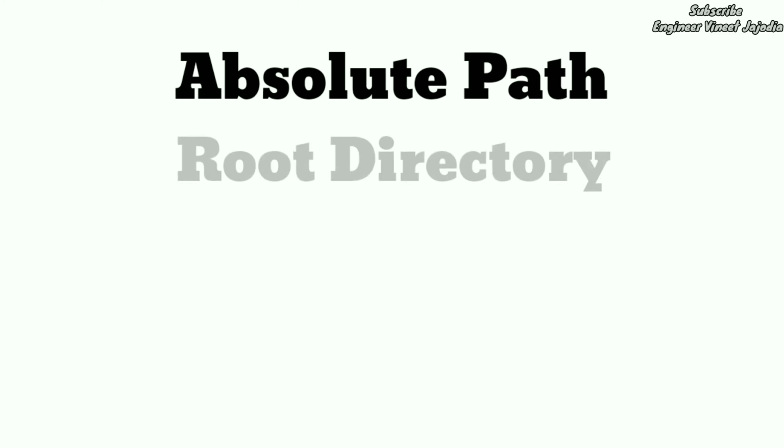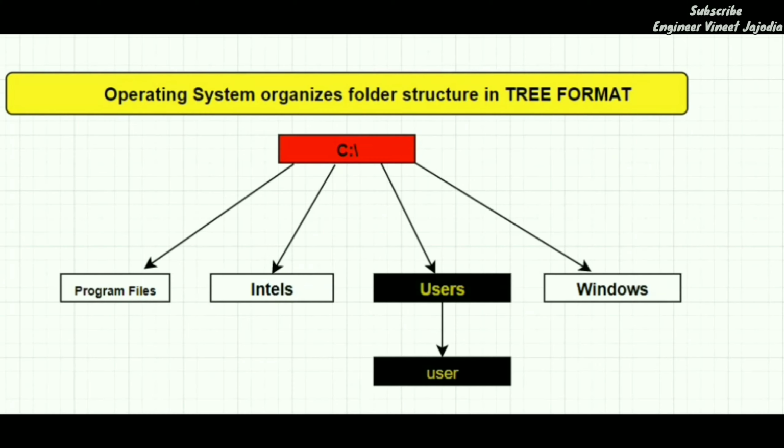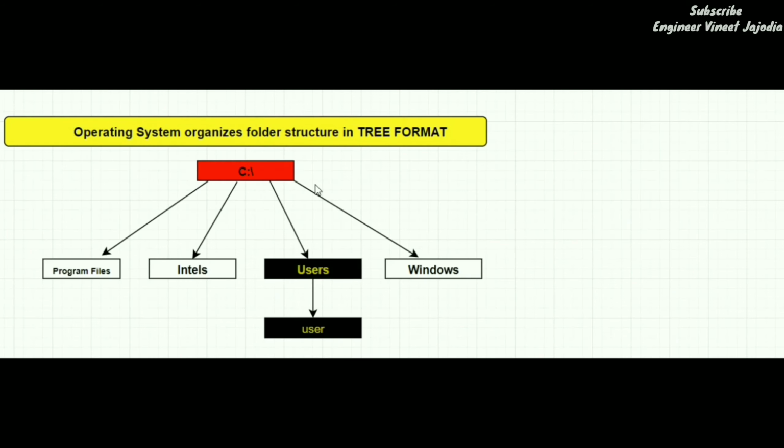Now we are going to talk about three things: absolute path, root directory, and home directory. Let's begin with the topic. Before understanding what is root directory, what is home directory, and what are absolute paths, we have to understand that our operating system organizes the folder structure in a tree format. Means there will be a parent and there will be a child, so there will be a parent and child relationship between the folder structure.